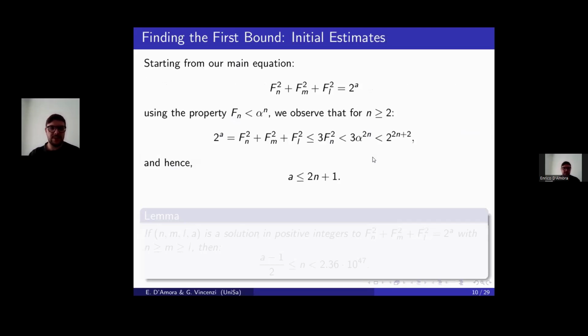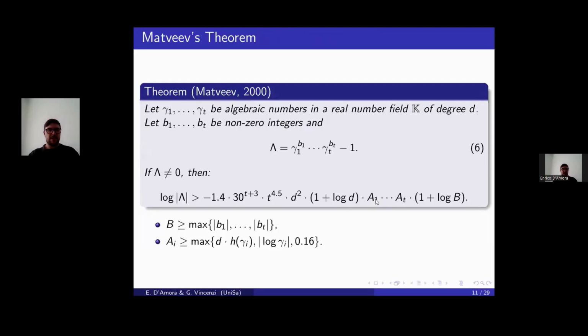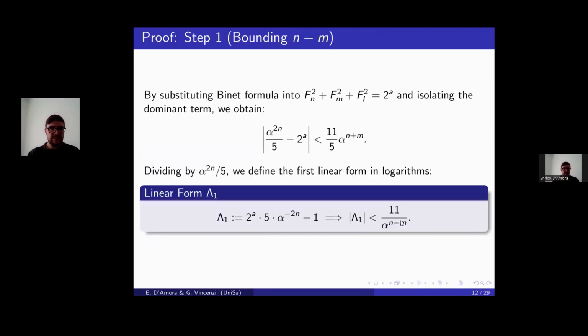Okay, first, using the previous inequality and simple inequalities on Fibonacci numbers, we obtain a bound on a. So the first lemma we want to prove is this, in which we have the first bound on n, the large bound. Remember Matveev's theorem, and in particular, remember how to calculate B and A_i.